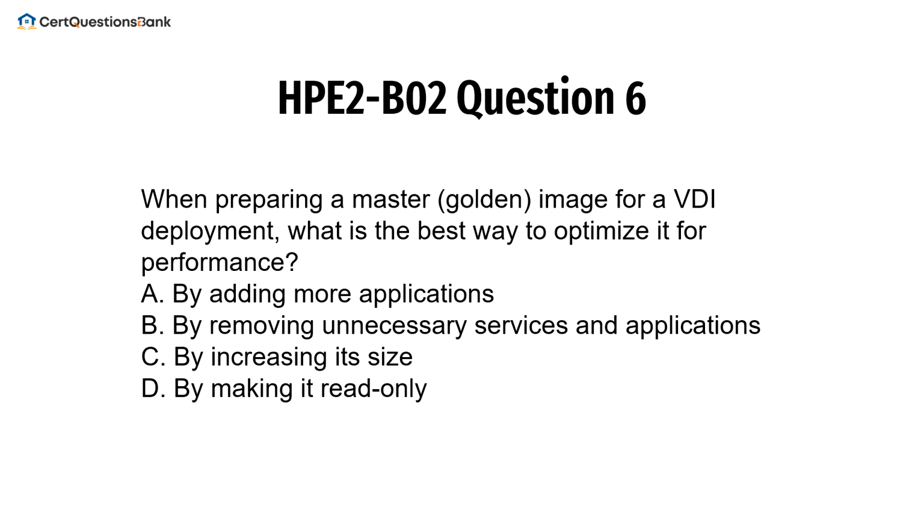When preparing a master, golden, image for a VDI deployment, what is the best way to optimize it for performance? A. By adding more applications. B. By removing unnecessary services and applications. C. By increasing its size. D. By making it read-only.